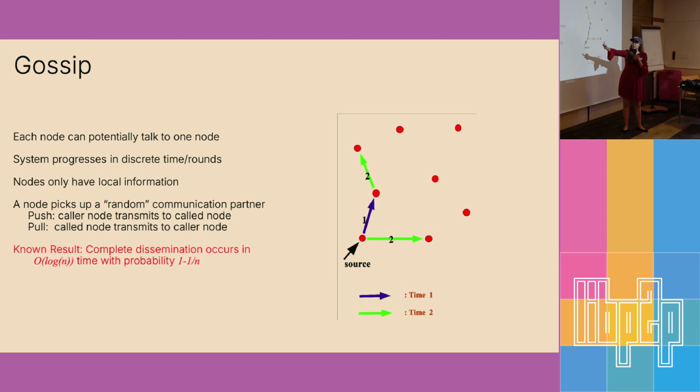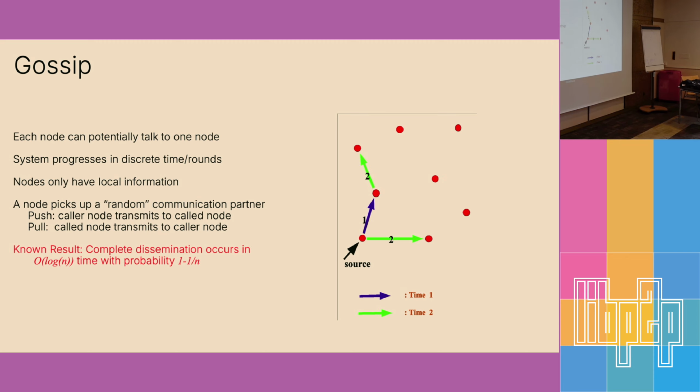Push is push, as you all know: you decide who you talk to. Pull is typically a little faster: a called node transmits to a caller node. Basically, you go, hey, can you give me something? But it turns out that since I'm doing an order analysis, it doesn't really matter if you do push or pull.